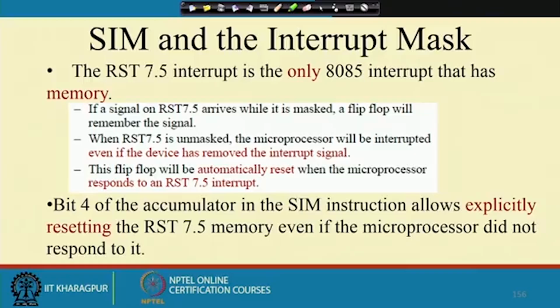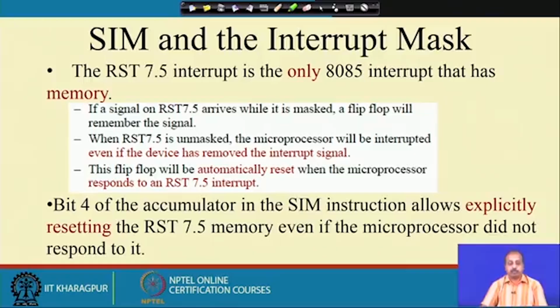Okay. So, this facility is provided, and it is not provided for other interrupts like 6.5 and 5.5. Only 7.5 has it. If you want that the processor should not get the interrupt, then you can reset this 7.5 memory by using bit 4. Bit 4 of the accumulator in the SIM instruction allows explicitly resetting the 7.5 memory even if the microprocessor did not respond to it.